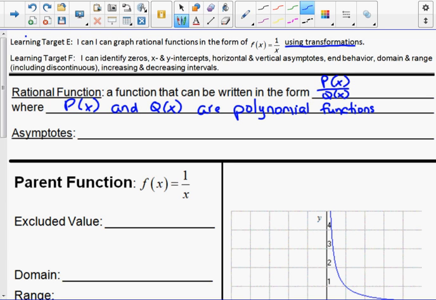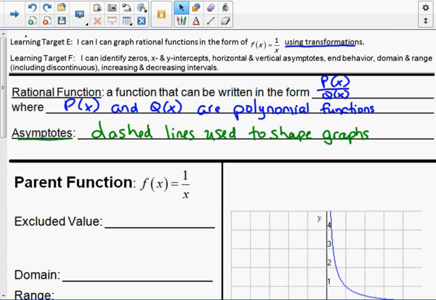Graphing rational functions is going to have a new feature called asymptotes. And these are dashed lines used to shape graphs. And when graphing rational functions, these are not crossed.